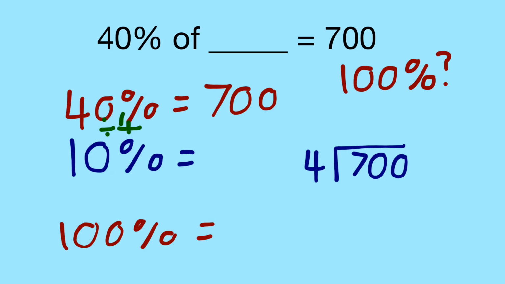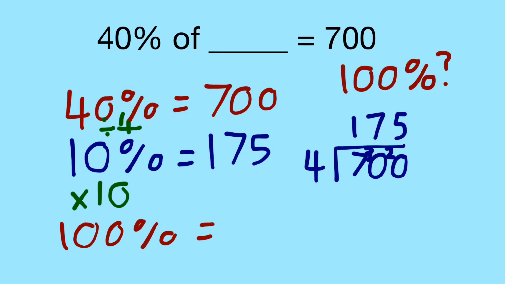And let's see. 4 goes into 7 once, remainder 3. 4 goes into 30 7 times, remainder 2, and 4 goes into 20 5 times. So 10% is 175. Okay, and then last step, I need to get from 10% to 100%. So, what have I done to 10% to get to 100? I've obviously times it by 10, so I need to do the very same to this side.